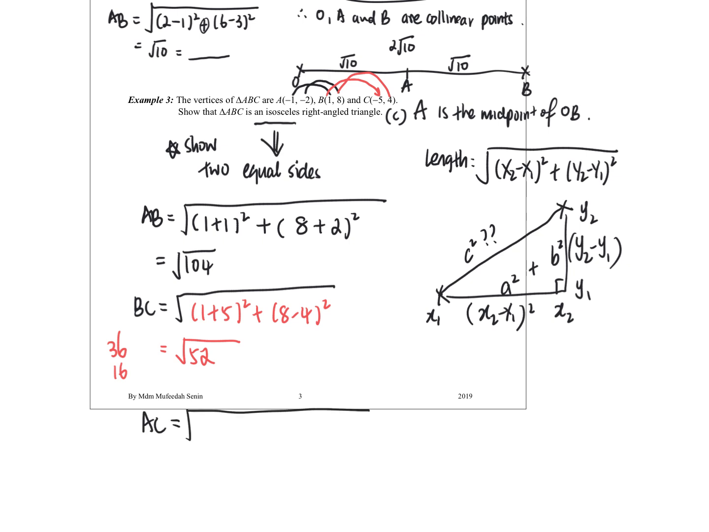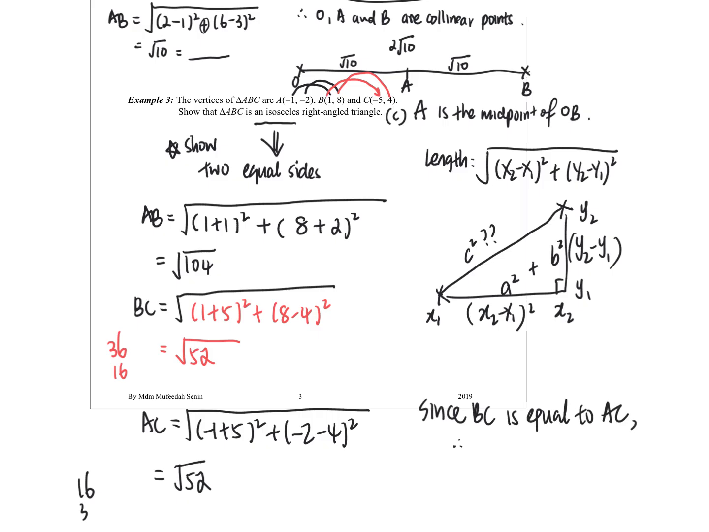So same thing, difference of the x coordinate. So minus 1 minus 5 is plus 5. Minus 2 minus 4 square. So this is 4 square, which is 16. This is 6 square, which, okay, so this is also 52. So you have found that out of the 3 lengths, 2 of them are equal. So you can say since BC is equal to AC, therefore triangle ABC is an isosceles triangle.